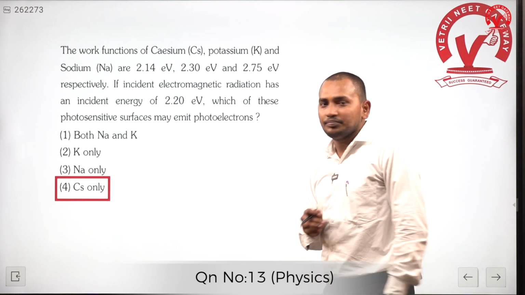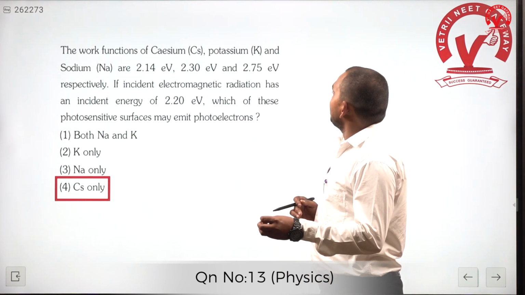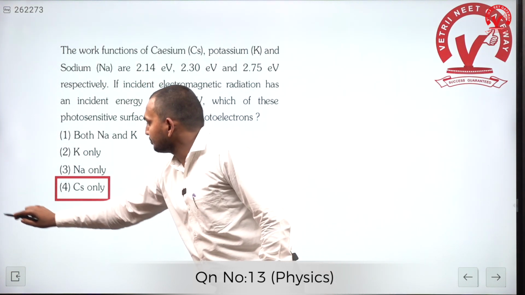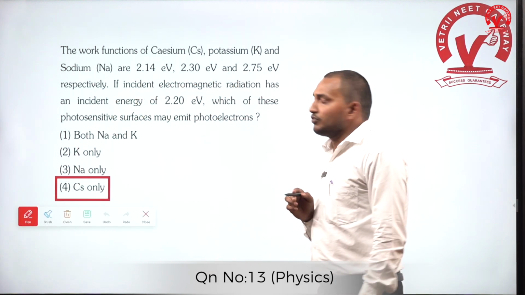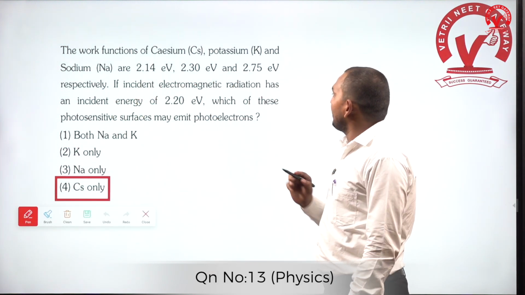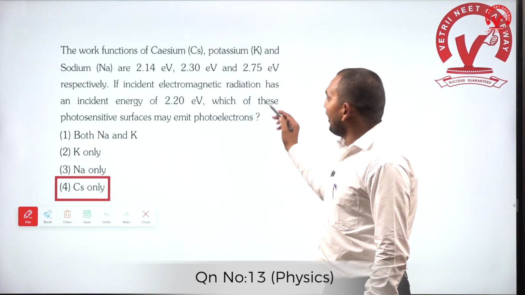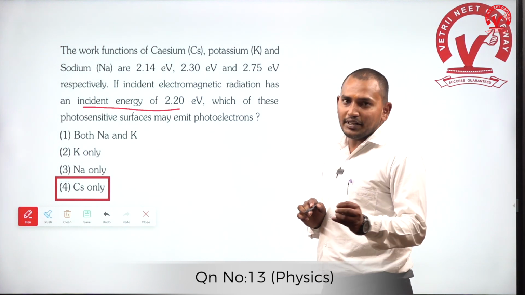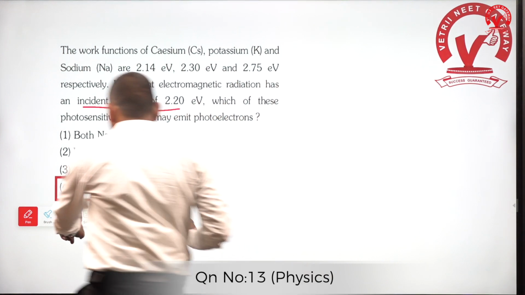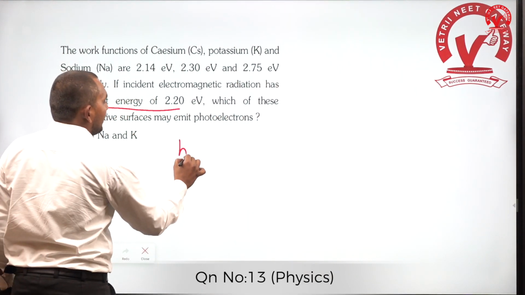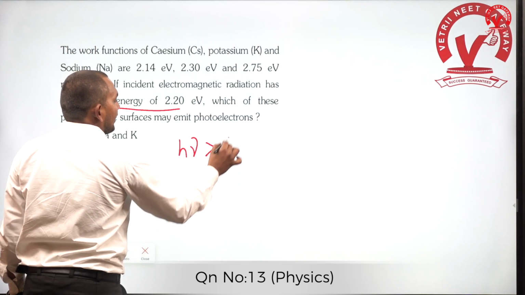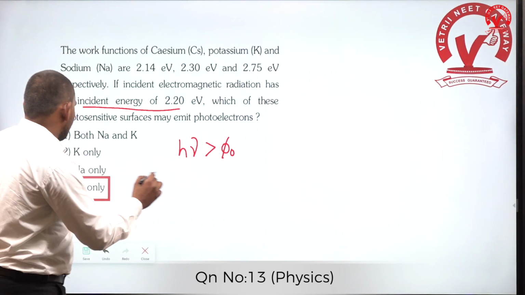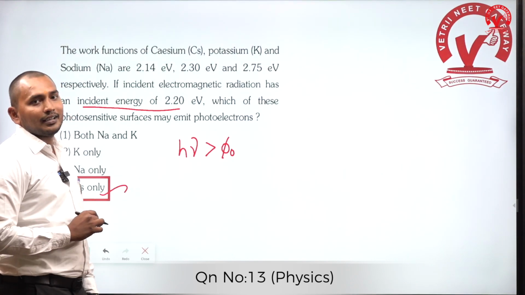Next, this one also, see. The work function of cesium, potassium, sodium, they give the values 2.14, 2.30, 2.75 electron volts respectively. They have given the incident energy as 2.20 electron volt. We know the basic thing is h nu is greater than the work function. H nu means energy of photon is greater than the work function. Then the fourth option is the correct one.